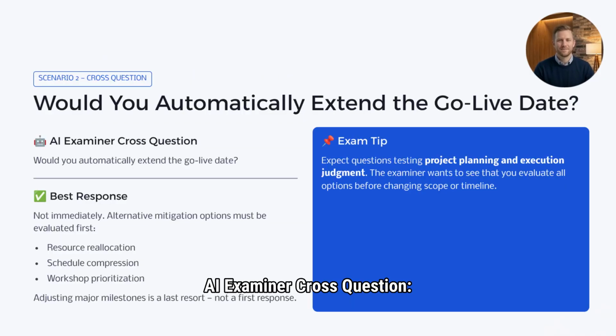AI examiner. Cross. Question. Would you automatically extend the go-live date? Best candidate response. Not immediately. Alternative mitigation options such as resource reallocation, schedule compression, and workshop prioritization should be evaluated before adjusting major milestones. Exam tip. Expect questions testing project planning and execution decisions.